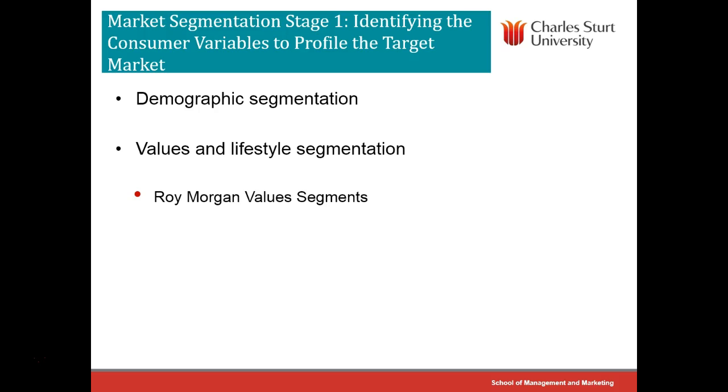Values and lifestyle segmentation, where we'll look at a very popular one in Australia called the Roy Morgan's values segments, have been found particularly useful for service and image-based products. This is because these reflect your personality in the marketplace and how you might want to engage with the service provider. And we'll have a look at an example of that shortly. Behavioural segmentation has been found to be the most stable and actionable part of segmentation, and this includes things like benefits and usage situation.